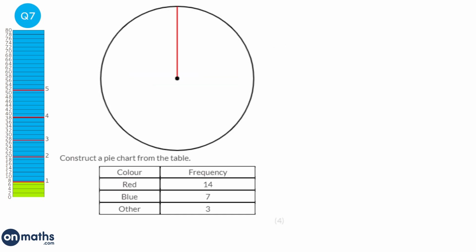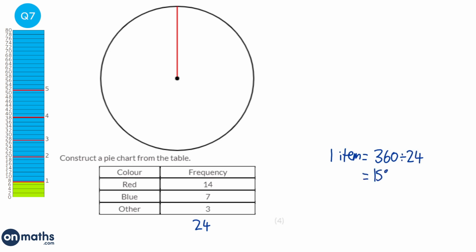The first thing to do when working out what angle things need to be on a pie chart is to add up the frequencies. So we're going to do 14 plus 7 plus 3, and we find out that that's 24. Then we're going to find the angle that one item would be. So one item is going to be, well, there are 360 degrees in a circle, and there are 24 items. So we're going to do 360 divided by 24, and that gives us 15 degrees.